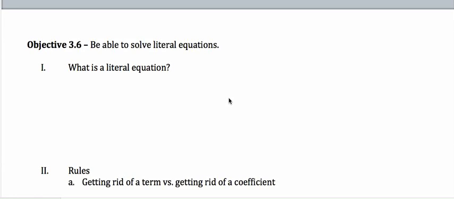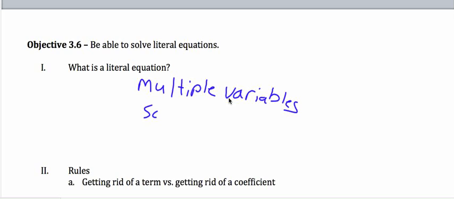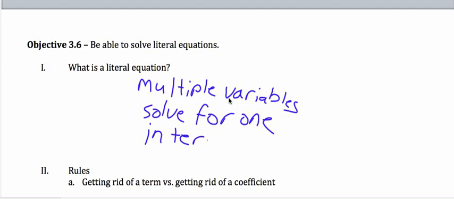Alright, ladies and gentlemen, today we're going to look at literal equations. A literal equation is a single equation, but it's got multiple variables. What we're going to do with that equation is solve for one of the variables, in terms of the others, meaning that our answer is not necessarily just going to be a single number. We could solve for x and have a y in it, a y and a z in it, or multiple other variables in it.